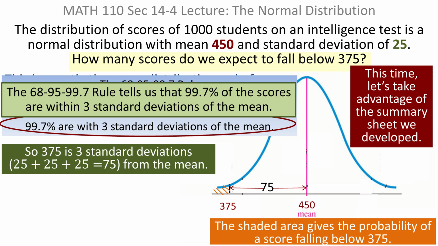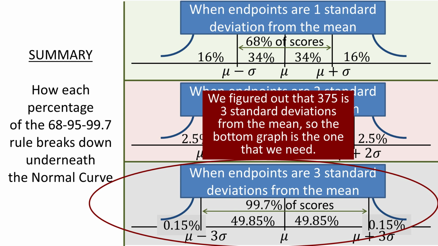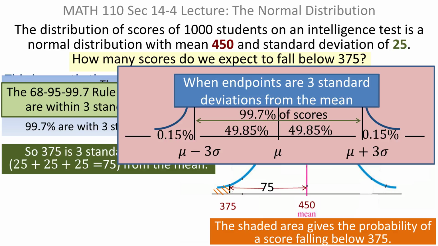This time, instead of doing it ad hoc, let's actually take advantage of that summary sheet I developed. The summary sheet tells me for each case, and I know now that I'm at 3 standard deviations away from the mean, so I know these numbers I've circled are my percentages. If I take advantage of that, I can match it up. I can see this matches to that, and that immediately tells me what my percentage is.